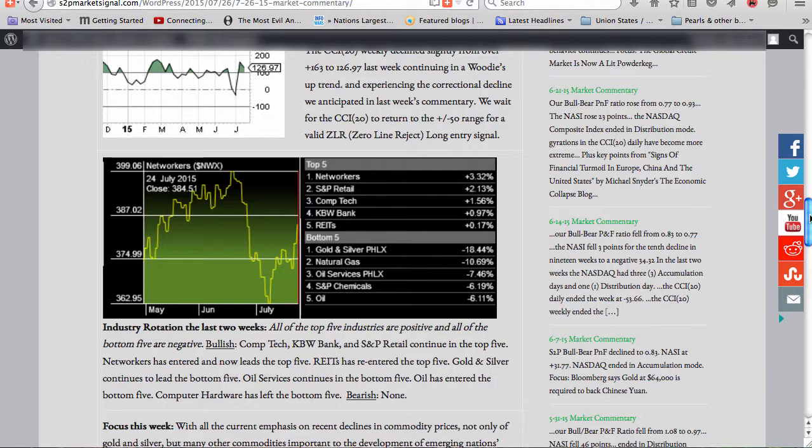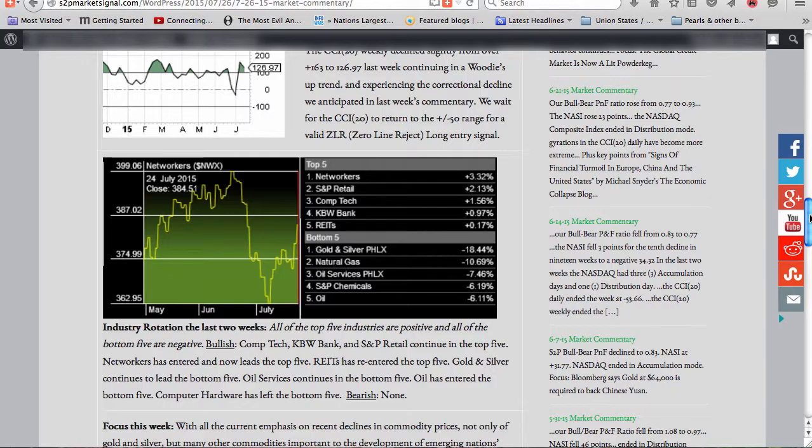Industry rotation the last 2 weeks. All of the top 5 industries are positive, and all of the bottom 5 are negative. Bullish, Comp Tech, KBW Bank, and S&P Retail continue in the top 5. Networkers has entered and now leads the top 5. REITs has re-entered the top 5.